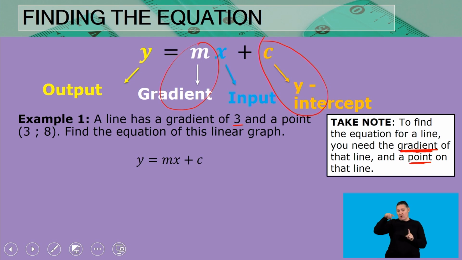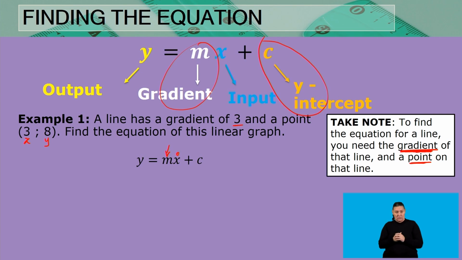So we start off with our standard form, y equals mx plus c. Then we need to substitute that gradient and that c. But because we were not given the y-intercept, it means we will use our point. Remember, our point is an x value and a y value.